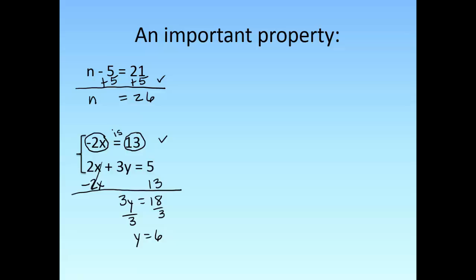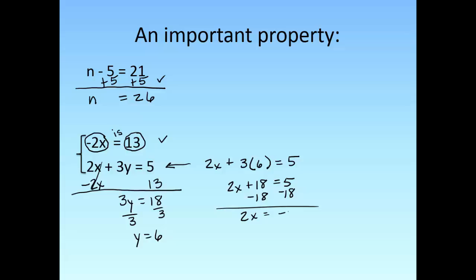I need to plug that back in to get my x, just like we did with substitution method. Looking at my two equations, one of them doesn't even have y in it, so I'm going to plug it into this equation. 2x plus 3 times 6 is equal to 5. So 2x plus 18 equals 5, and we solve it using all of our normal properties. I'm going to subtract 18. So 2x equals negative 13. And we can divide by 2. So x is negative 13 halves. Okay, so our solution seems to be negative 13 halves, 6.